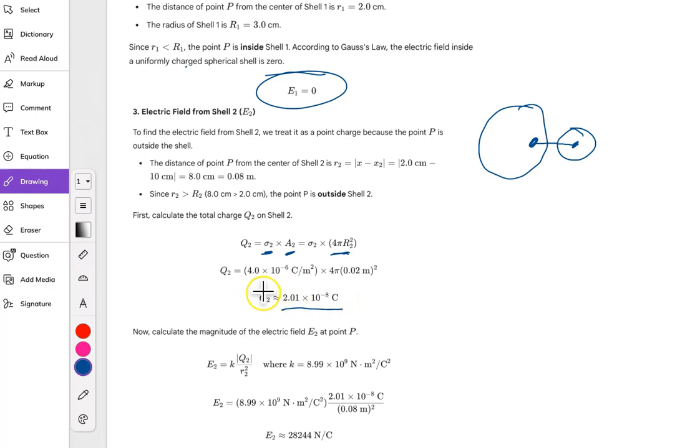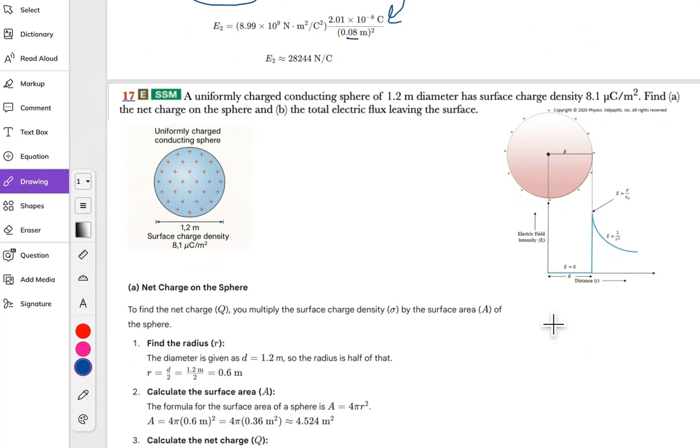So that's our Q2. To calculate the electric field, we're going to use our electric field equation, which is just kQ over r squared. We know k, we know what our Q is because we found it here, and we know that the distance between those 2 points is 0.08 meters. So when you do your math, you end up with 28,244 newtons per coulomb. Let's go ahead and take a look at the next one.